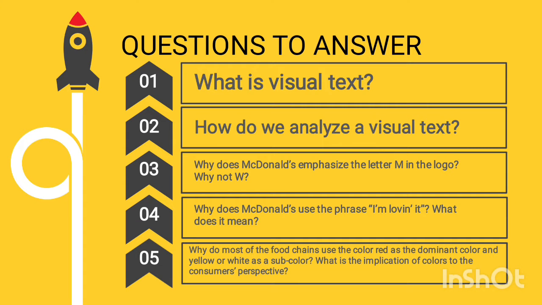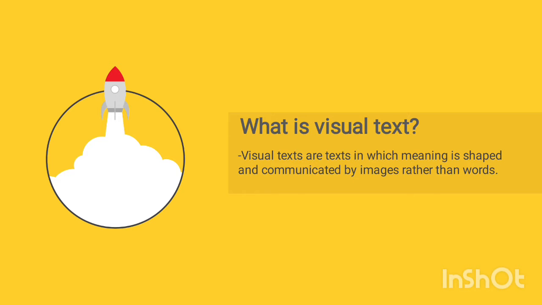Before I discuss the content of this video, these are the questions that I am about to answer. So first is, what is visual text? Visual text are text in which meaning is shaped and communicated by images rather than words. Visual text conveys various meanings, emotions, actions, expressions, and etc.